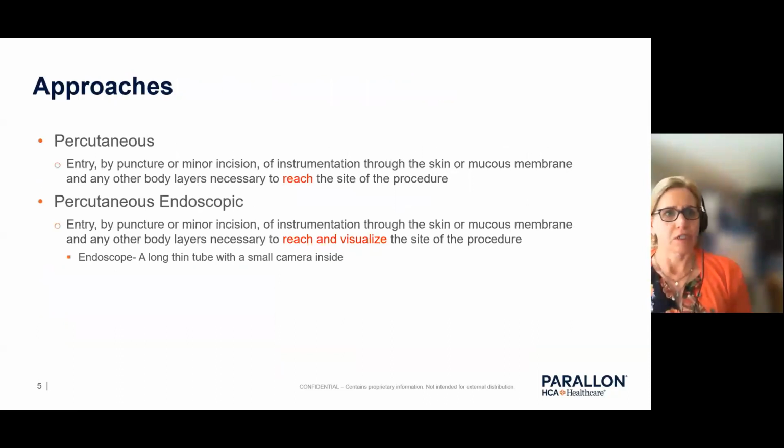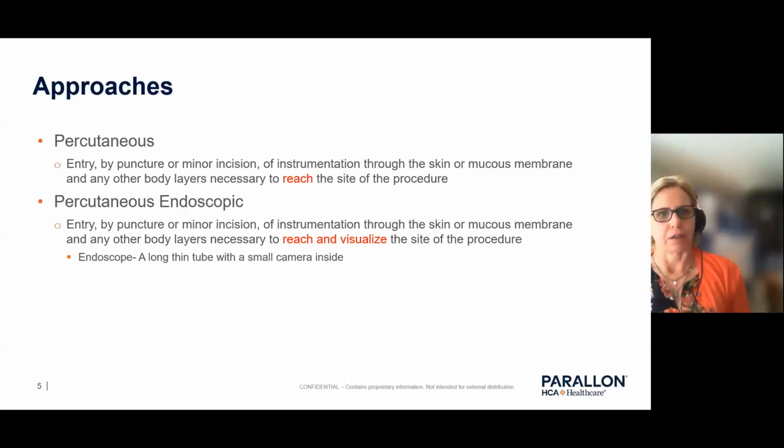There's a couple different approaches we can use with fluoroscopy and angiography. The most common is going to be your percutaneous, and this is entry by puncture or minor incision of instrumentation through the skin or mucous membranes and other body layers necessary to reach the site of the procedure. So they're going percutaneously into that vessel to reach the site, and then we have the fluoroscopy that's helping us see where it's going.